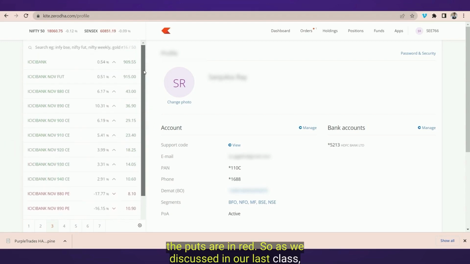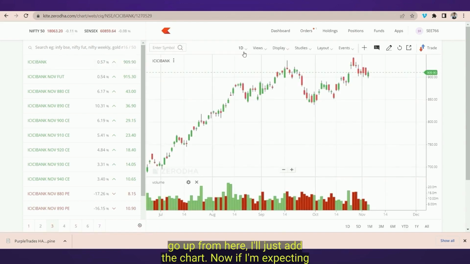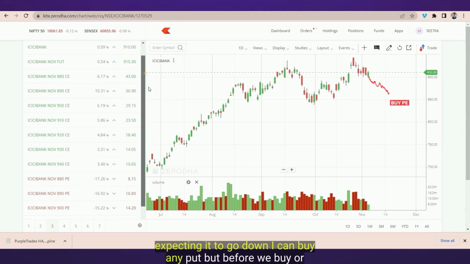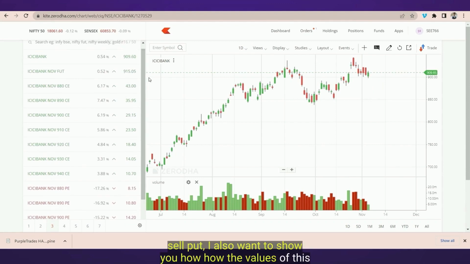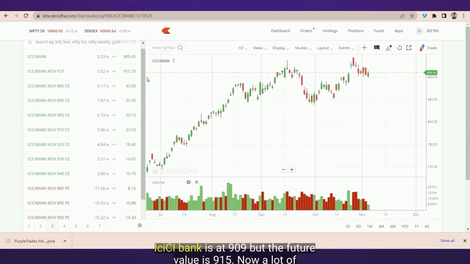As we discussed in our last class, if the stock goes up, the corresponding call will go up and the corresponding puts will go down. Now since all the calls have gone up and all the puts have gone down, if I'm expecting ICICI Bank to go further up from here, I'll just add the chart. Now if I'm expecting ICICI Bank to go further up, I can buy any call, or if I'm expecting it to go down, I can buy any put. But before we buy or sell, I also want to show you how the values of these calls and puts are derived practically. You see currently ICICI Bank is at 909, but the future value is 915.